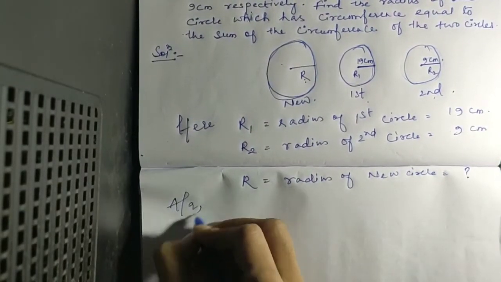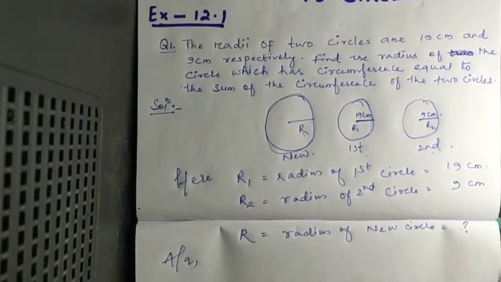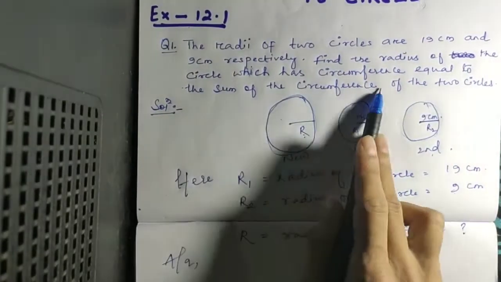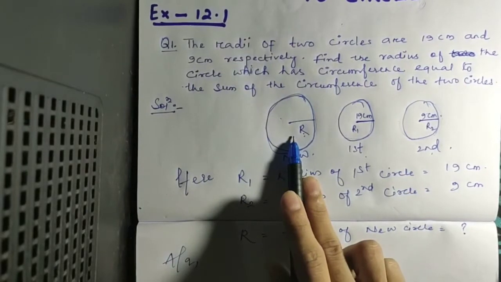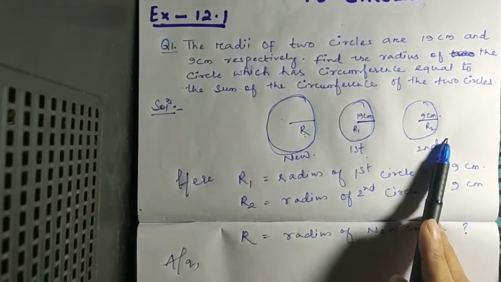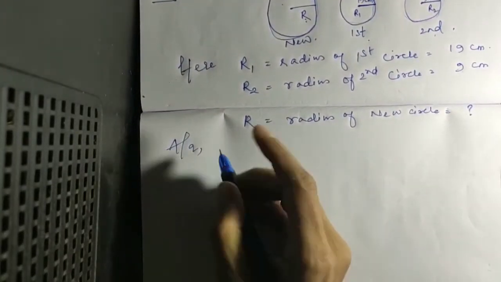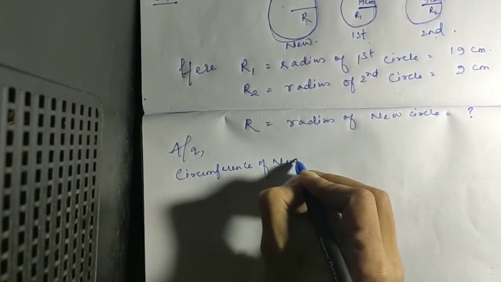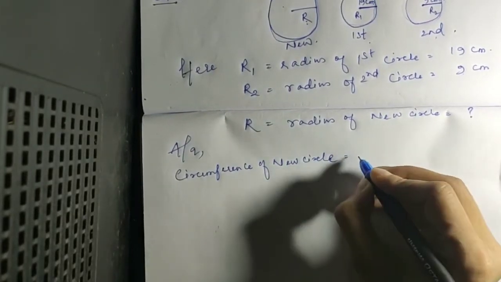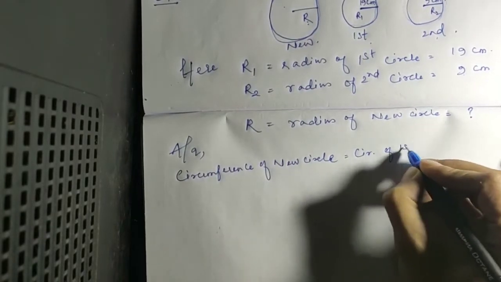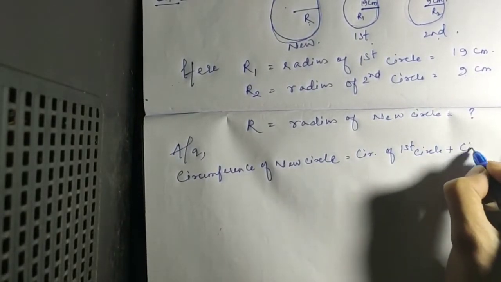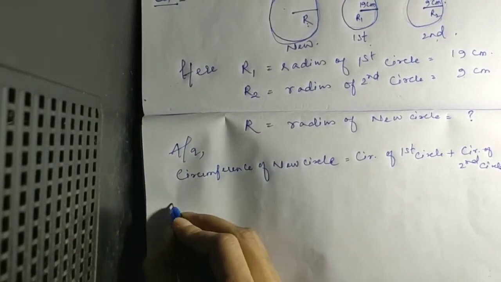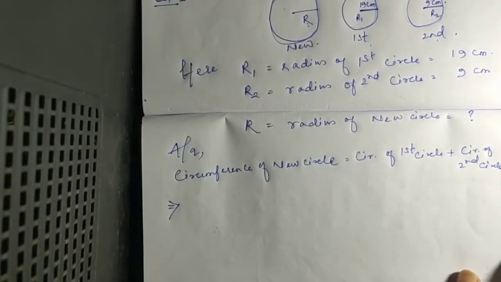So according to the question, find the radius of the new circle, which has circumference equal to the sum of the circumference of the two circles. So the circumference of the new circle is equal to the circumference of the first circle plus the circumference of the second circle. So let's do it.